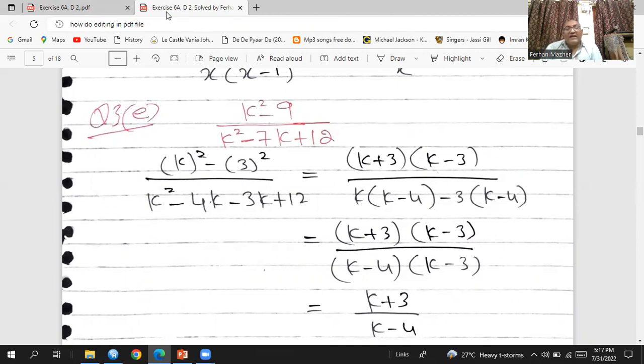And downstairs, if you take k common from the first two terms, you will have k(k − 4). From the last two terms, −3 is common, so you will have (k − 4). And from the top, I will have (k + 3)(k − 3). In the denominator, we will have (k − 4) taken common, so you will have (k − 4) in one bracket, and in the other bracket, I will have (k − 3). Now from the numerator to the denominator, the (k − 3) bracket can be cancelled. So you are left with (k + 3) divided by (k − 4).